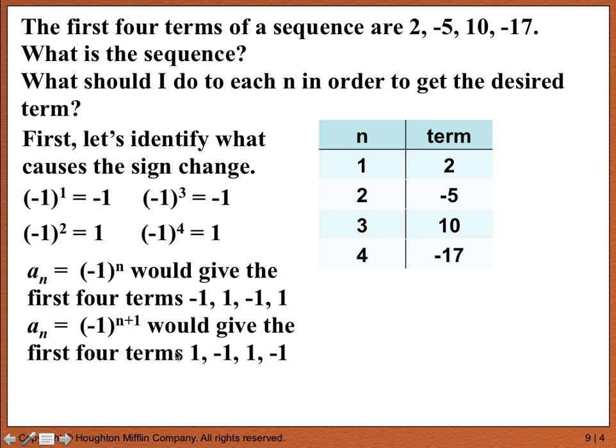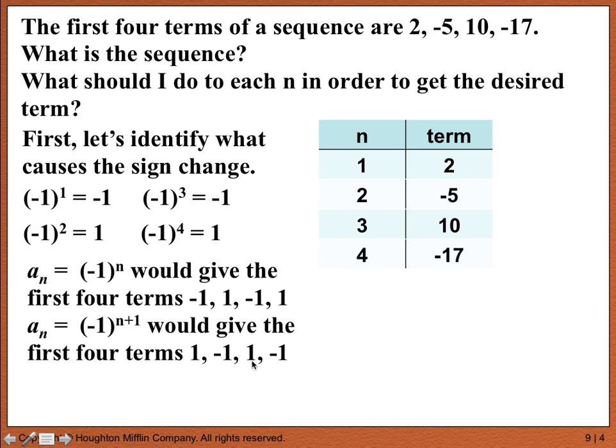So let's walk through it. If n is 1, which means the first term, 1 plus 1 is 2, and -1 squared is 1. What if n is 2? If n is 2, I'm dealing with the second term. Plugging 2 in for n gives me 2 plus 1. Negative 1 cubed is negative 1, and so I get negative 1 for my second term.